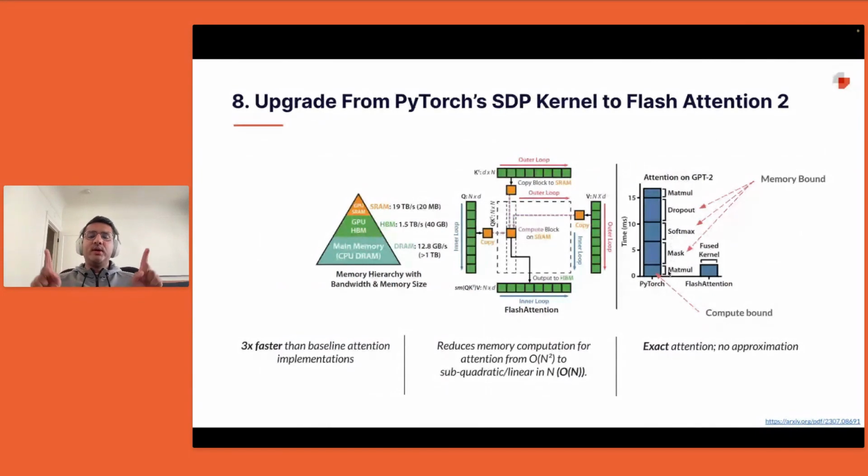So traditionally, when you're doing attention computations, if you think about it, the first thing you do is you multiply the query vector with the key vector. So that's a matmul. Then you mask it to make sure that tokens only attend to tokens that come before it, because most architectures use decoder only. Most architectures today are decoder only architectures.